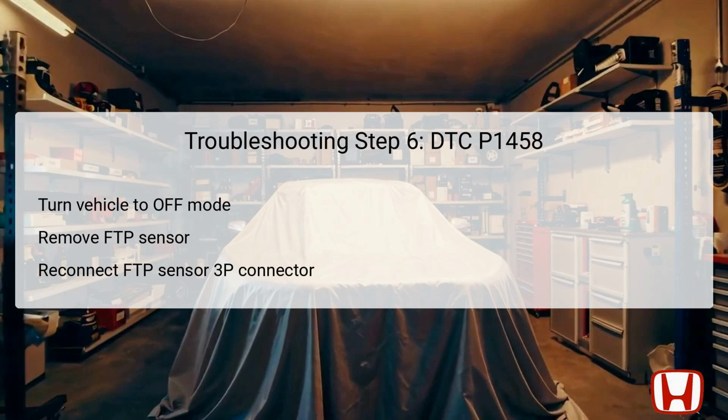Reconnecting the FTP sensor 3P connector is critical for ensuring subsequent parameters can be accurately checked. Afterward, the vehicle is once again turned to the on mode, so the technician can utilize the HDS to check the FTP sensor fine. Similar to the previous steps, the technician must assess whether the conditions match specific thresholds, which should indicate a value above 0.67 kilopascal and below negative 0.67 kilopascal.